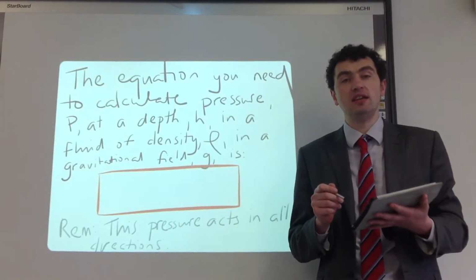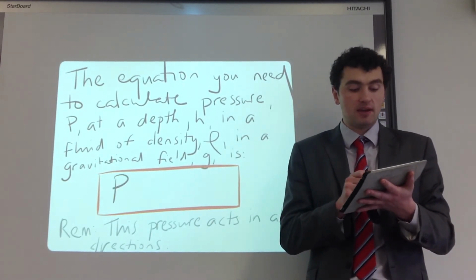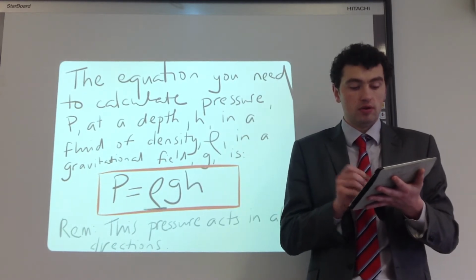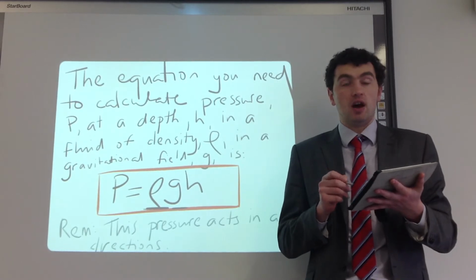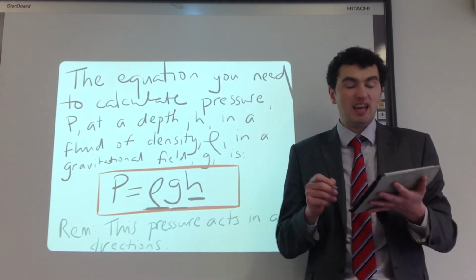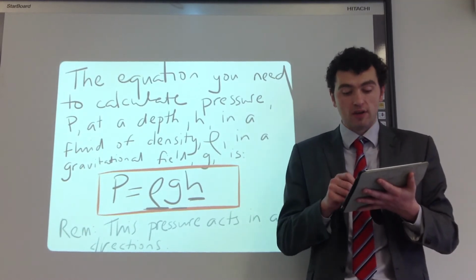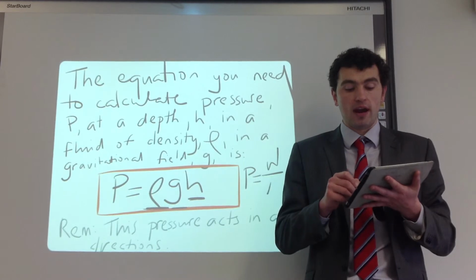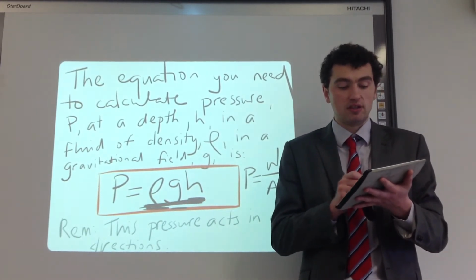The equation that you need to know for pressure at a depth is given by P = rho g h. Rho is the density of the liquid, g is the gravity of the planet that you're on, and h is the depth of the water that you're in. Now, this is really just a reworking of the equation that we had earlier on, which is the weight of a fluid over whatever area it's pushing down over. But this is the easier one to use.